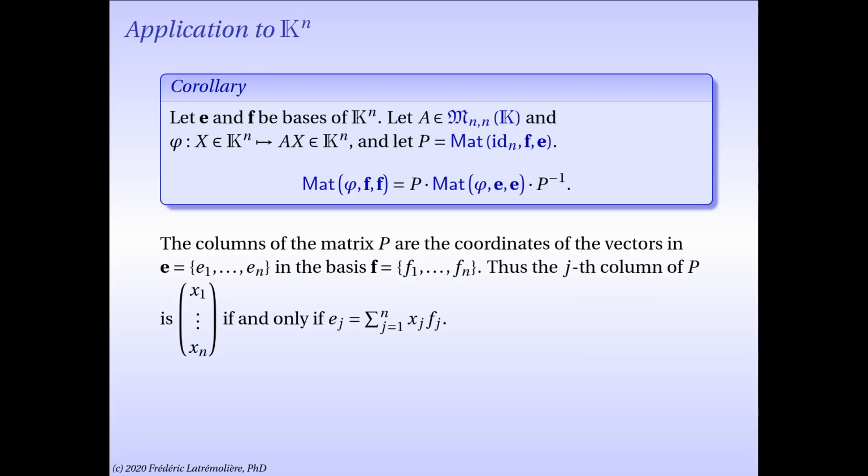First, from our previous slide, the columns of the matrix P are the coordinates of the vectors in bold E written in the basis bold F. Thus, if bold E is e1 etc. en, and bold F is f1 etc. fn, then the jth column of P is x1 etc. xn, if and only if e sub j equals the sum over i from 1 to n of x sub i times f sub i.